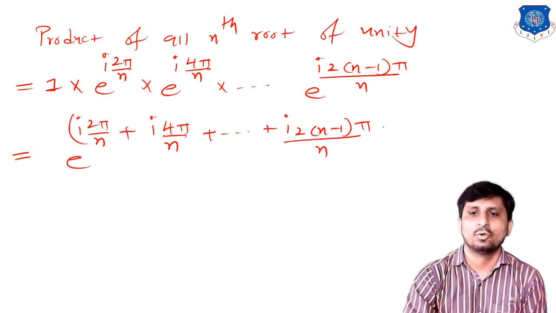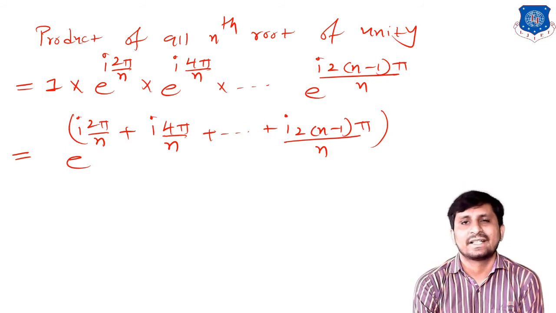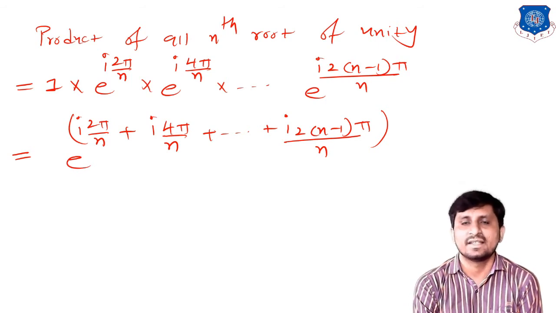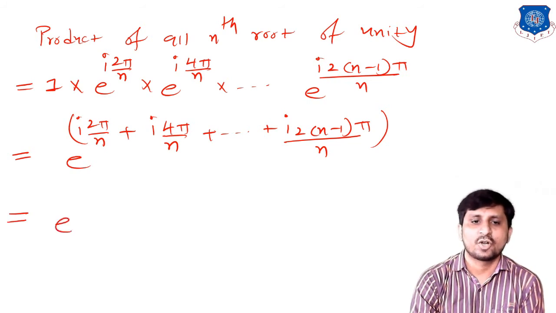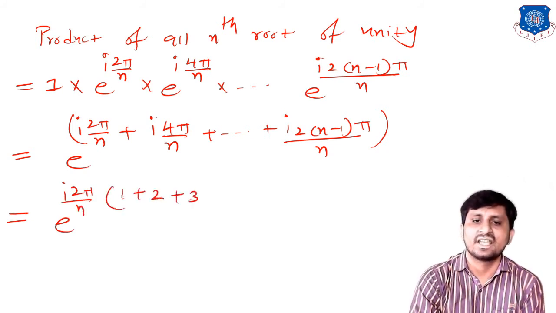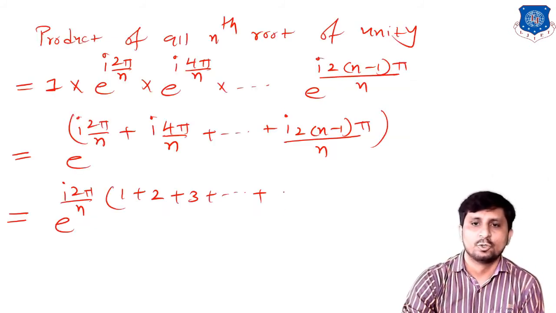So this whole exponent: we know that e raised to x into e raised to y into e raised to z can be written as e raised to x plus y plus z. In a similar manner, we just add all these exponents because the base is the same, e. Now from these exponents, i 2π/n is a common term. In the bracket we have 1 plus 2 plus 3 up to n minus 1.